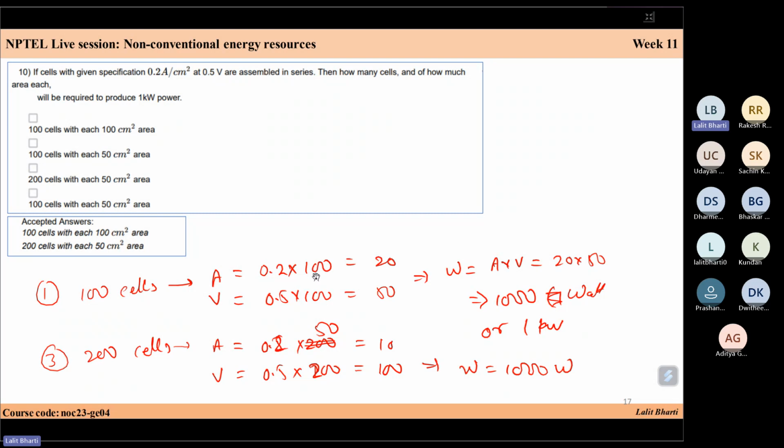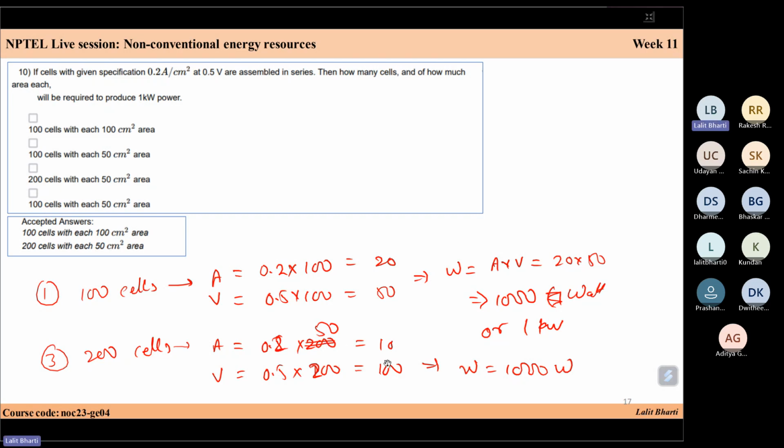You take 100 cells, just align 100 in parallel and 100 in series. Parallel will increase your current; it will multiply the current values by 100. So you will get 20 amperes. And if you multiply the voltage in series, it will be 50 volts. So 50 volts times 20 amperes, you will get 1000 watts.